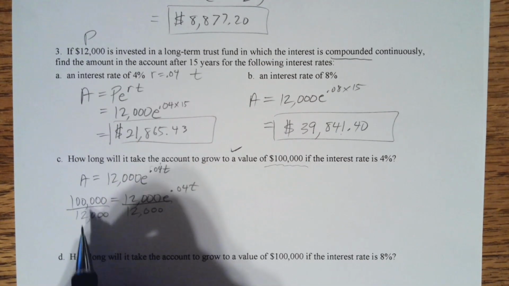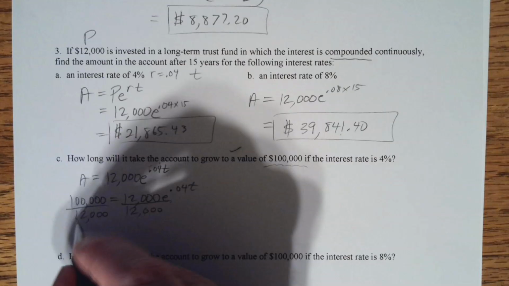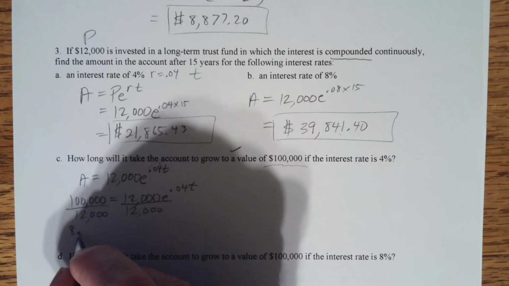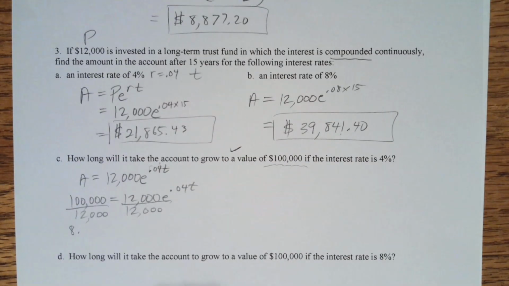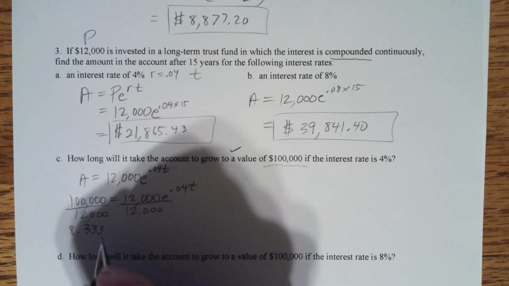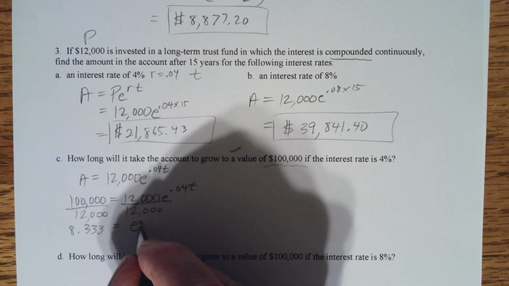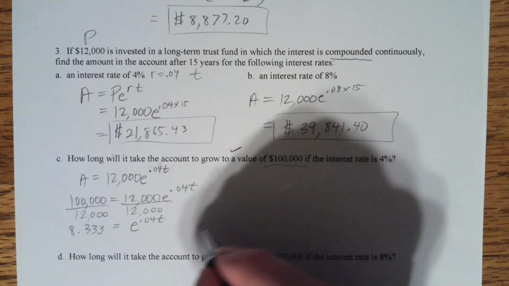Now I could leave this, I could even leave it as 5 over 6 because this reduces. Oh wait, no, that's not true. Anyway, you could simplify this fraction and use that number. I'm just going to go ahead and use lots of decimal places. If you divide 100,000 by 12,000, you get 8 point, and then the 3 just keeps repeating. And so I'm going to use, I guess 3 threes should be enough. On the other side, we have e to the 0.04t.